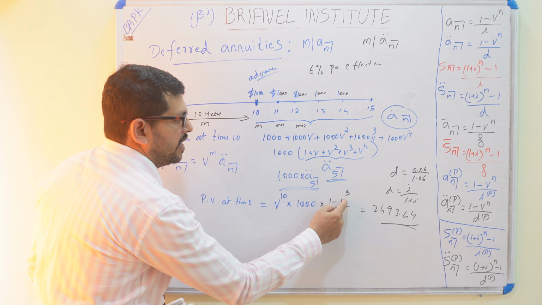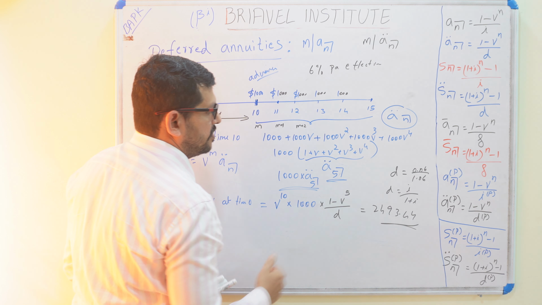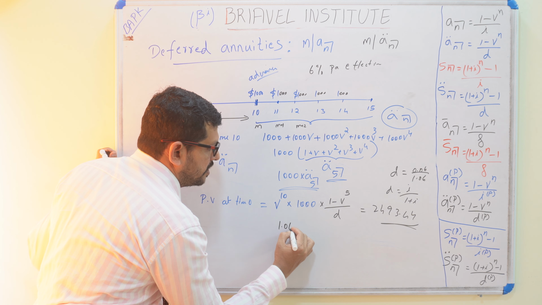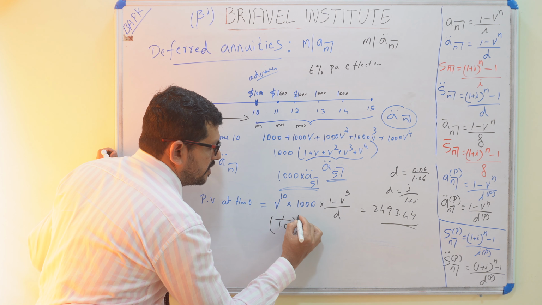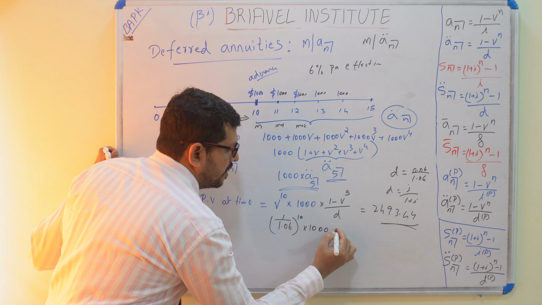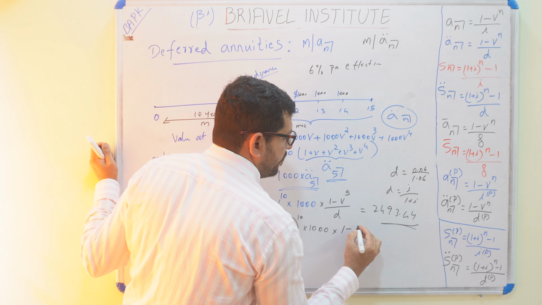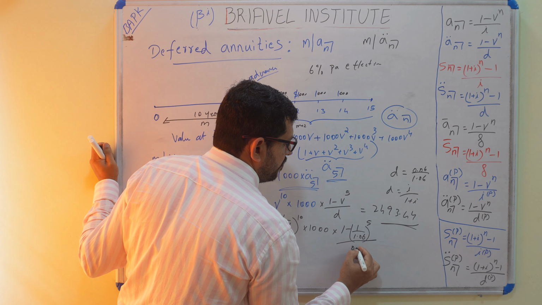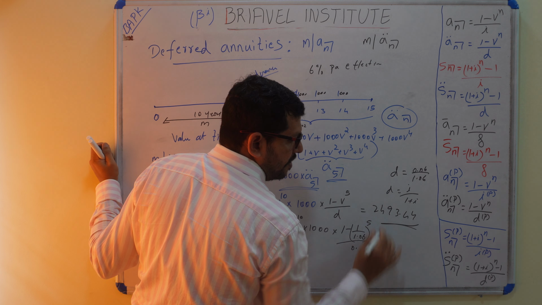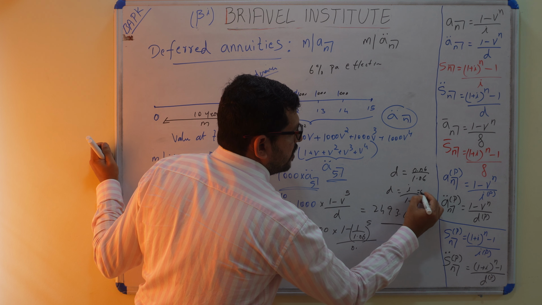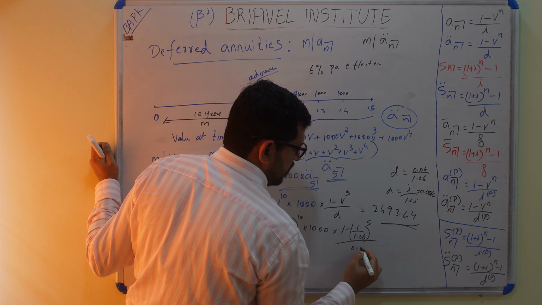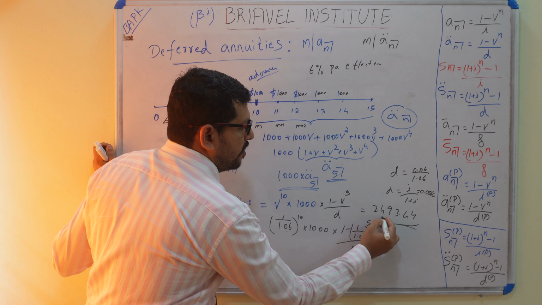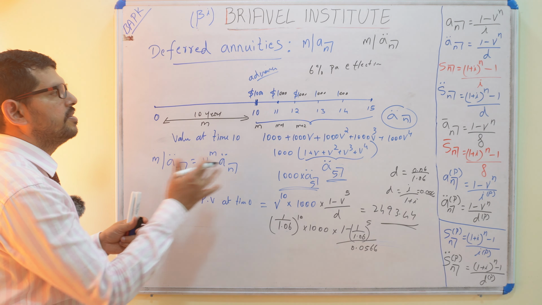We will get 2493 here. Apply here v is equal to 1 divided by 1.06. Again we write 1 divided by 1.06 raised to 10, and it is 1000, and 1 minus v raised to 5, 1 divided by 1.06 whole raised to 5, whole divided by d. Here the d value we will get is 0.0566. So this will give the 2493.44. So this is one of the methods.